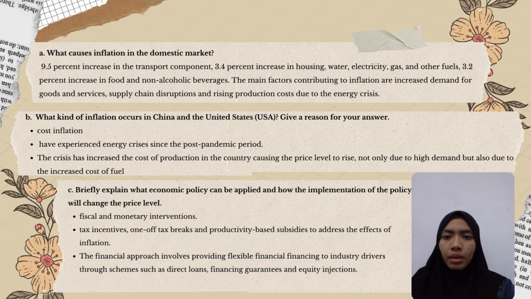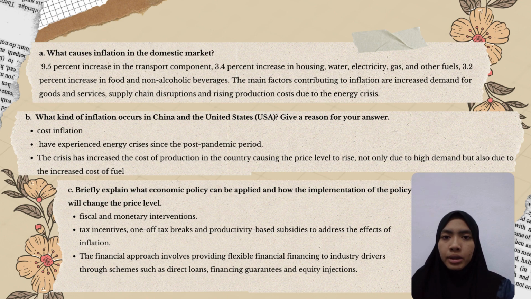Question B. What kind of inflation occurred in China and the United States? Give a reason for your answer. China and the United States experience cost-push inflation because the article states that both China and the United States have experienced an energy crisis since the post-pandemic period. The crisis has increased the cost of production in the country, causing the price level to rise, not only due to high demand but also due to the increased cost of fuel.